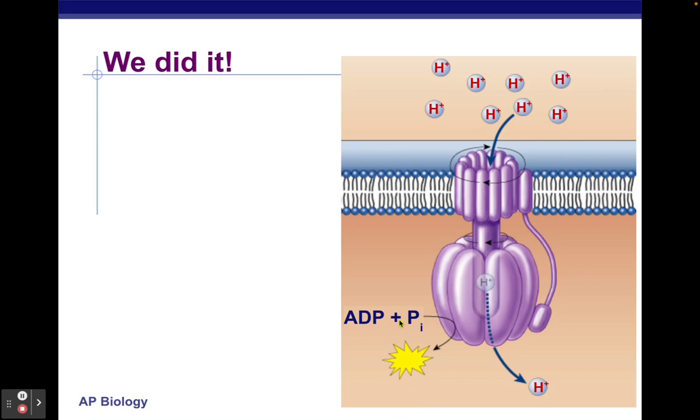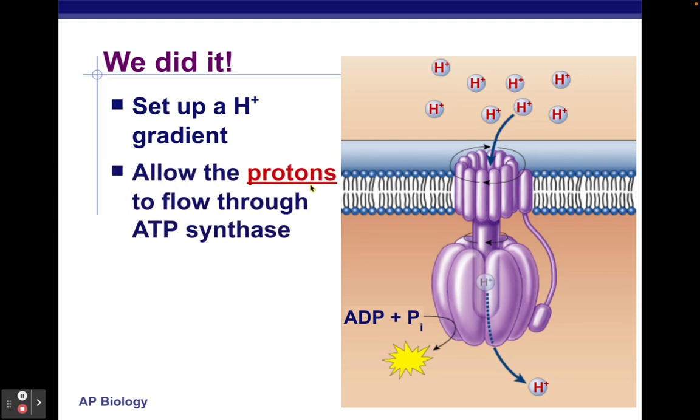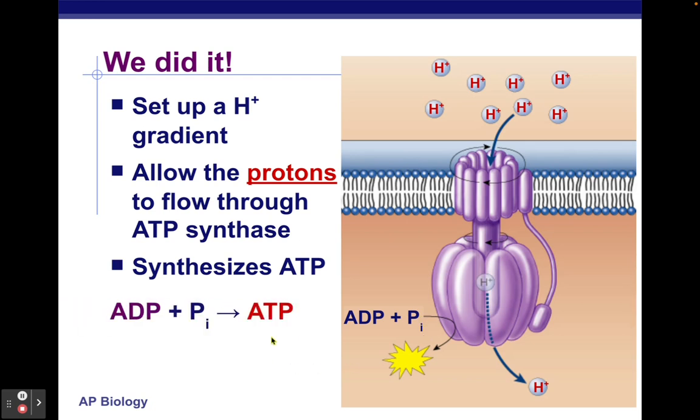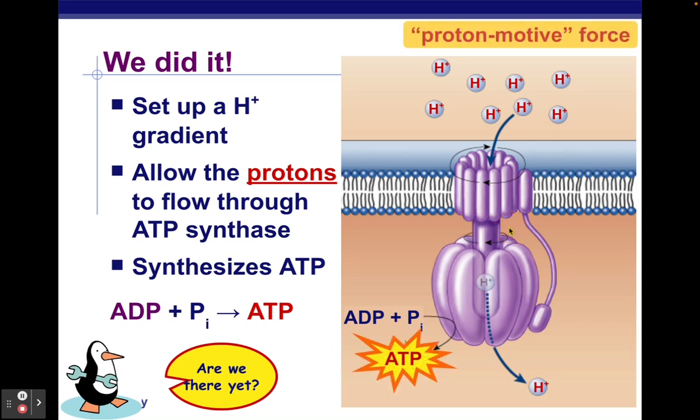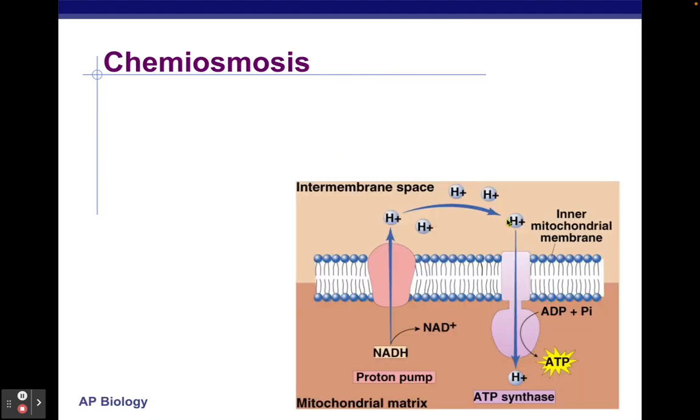So we finally did it, guys. We did it. All right. We set up a hydrogen gradient. We allow the protons, which are these hydrogen ions, to flow through ATP synthase, which makes its shape change, which synthesizes ATP from ADP, and we did it. This is referred to as chemiosmosis. All right, there it is, chemiosmosis.